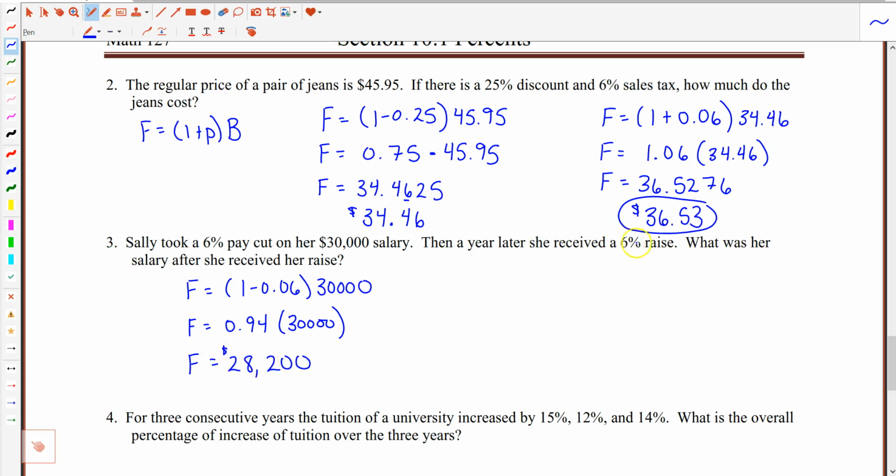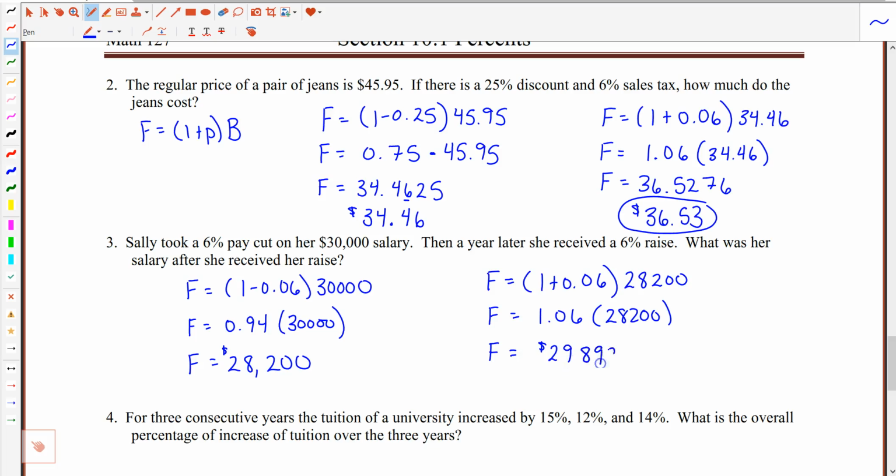So then a year later, when she gets the 6% pay raise, the 6% raise is going to be based upon this number. So at that point in time, the final amount is going to be 1 plus 0.06, because this is going to be a 6% raise, and then this raise is going to be on 28,200. Throwing this in your calculator, you get 1.06 times 28,200, or 29,892. So she's close to what she had with the 30,000, but not quite, because this 6% is only being applied on this 28,200.